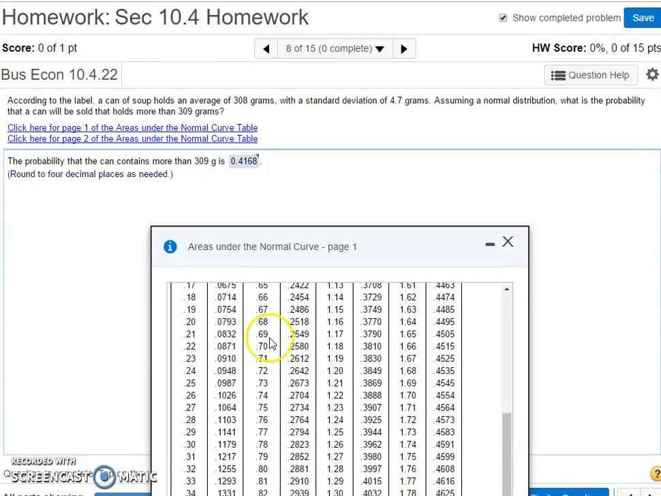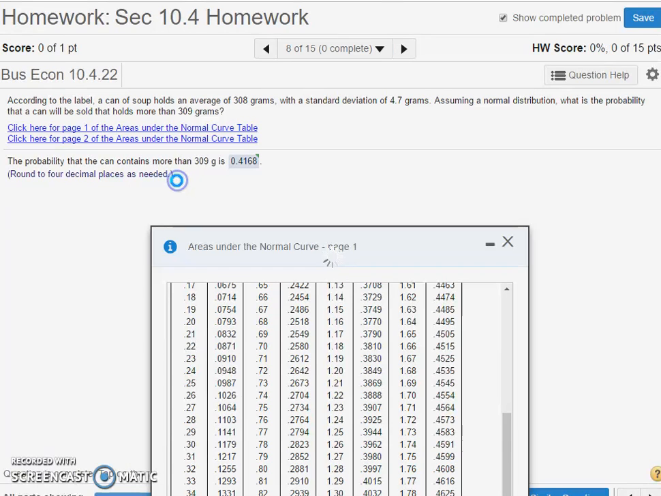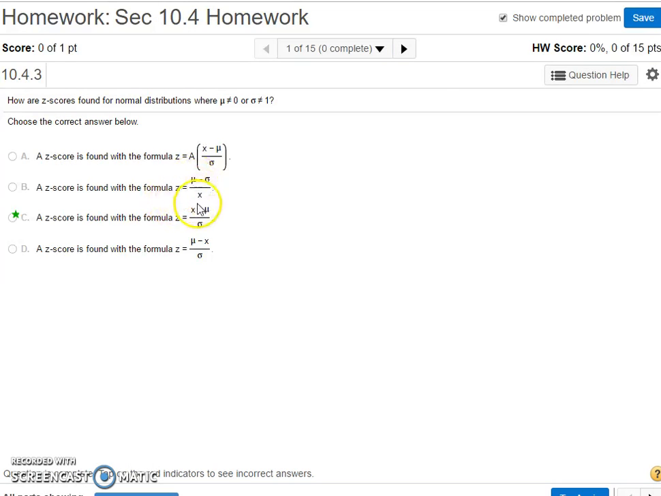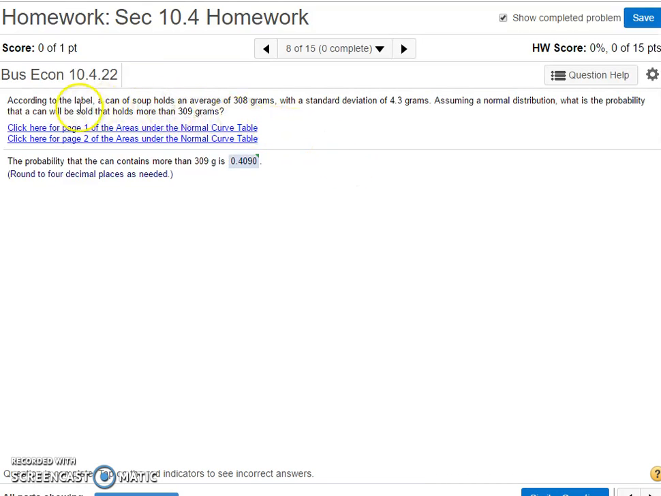So for this one, remember using the z-table. Remember what the z-table told us. Back in question 1, we talked about how to calculate a z, the value minus the mean divided by the standard deviation. So on this one, according to a label, a can of soup holds an average of 308 grams and a standard deviation of 4.3 grams. Assuming a normal distribution, what is the probability the can holds more than 309? Because of those words, more than. 309 is my x, 308 is my mean, 4.3 is my standard deviation.